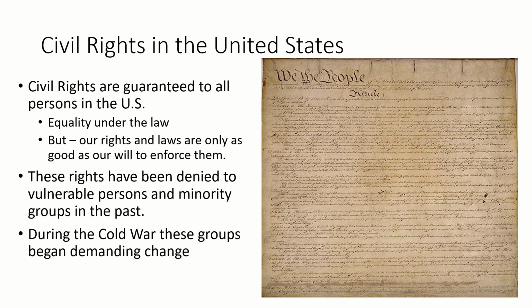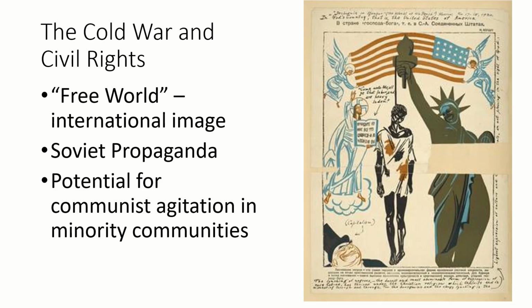And during the Cold War, these groups are going to begin to demand a change. And so this is contextualized with the Cold War in that the United States has to worry about its image in the world. The United States saying that it is the leader of the free world while simultaneously denying rights to people inside the country could lead to potentially damaging images for the United States abroad. Soviet propaganda also focused on this theme as well, and a lot of people believed that there was potential for communists to come in and rile up minority communities, potentially toppling the American government.